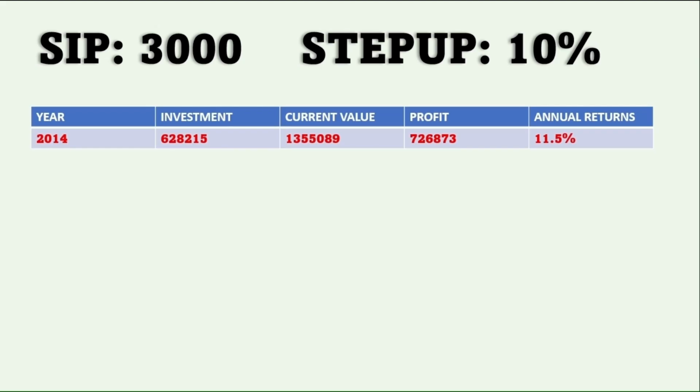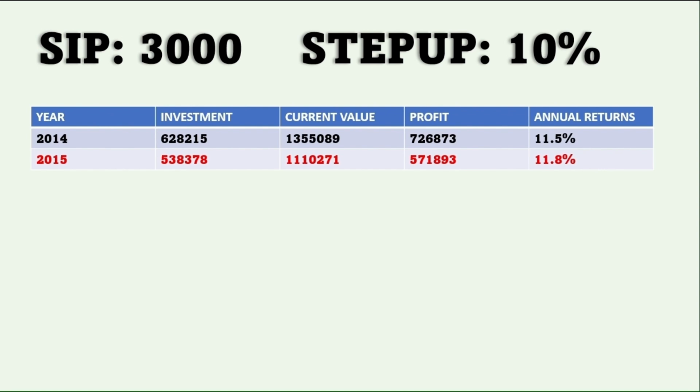Let's take a look at the returns that were made over the past 10 years. Imagine if we started investing 3000 every month from year 2014 and increased the SIP amount by 10% from 2015. Your total investment would be 6,28,215, with an annual return of 11.5%, the current value would be 13 lakhs 55,089 rupees. You would have made a profit of 7 lakh 26,873.